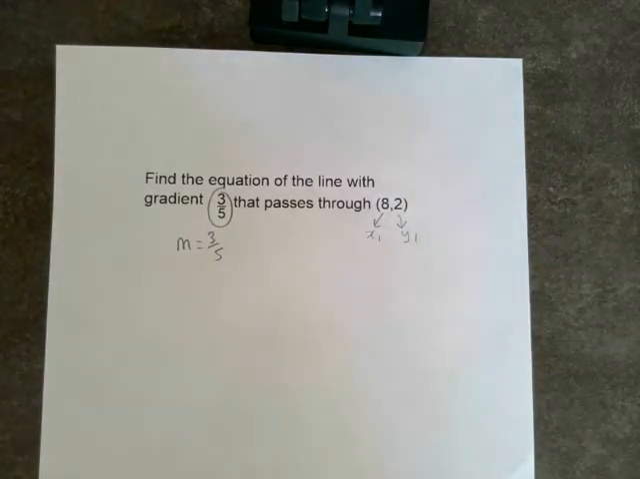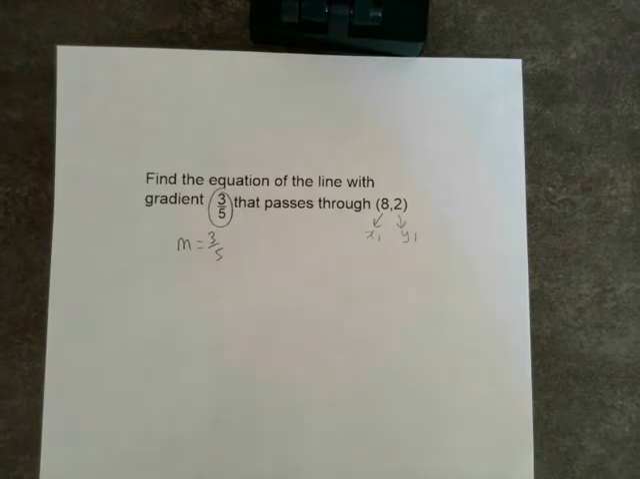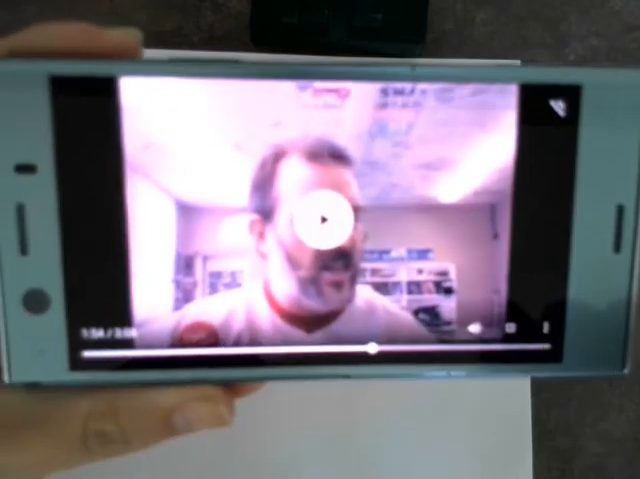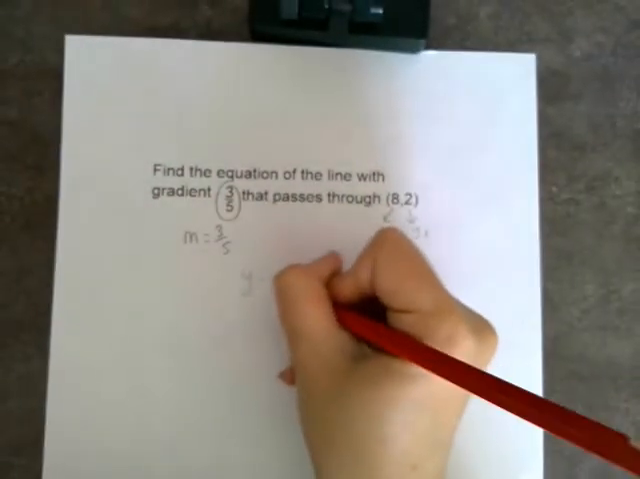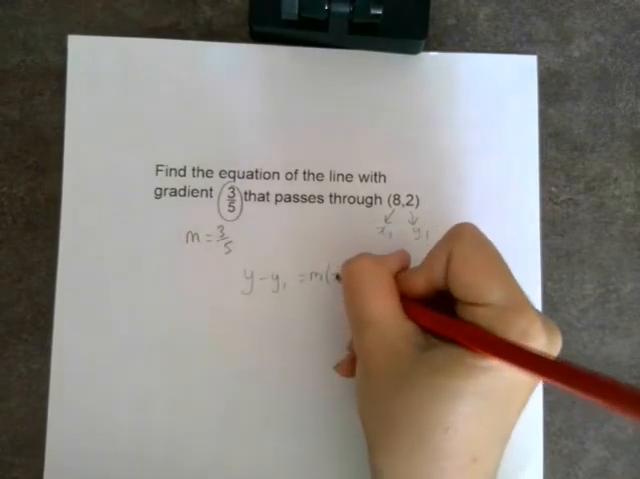So to get the equation of a line, what is the formula? Mr Mathwell, please share it with us. y minus y1 equals m times (x minus x1). y minus y1 equals m times (x minus x1).